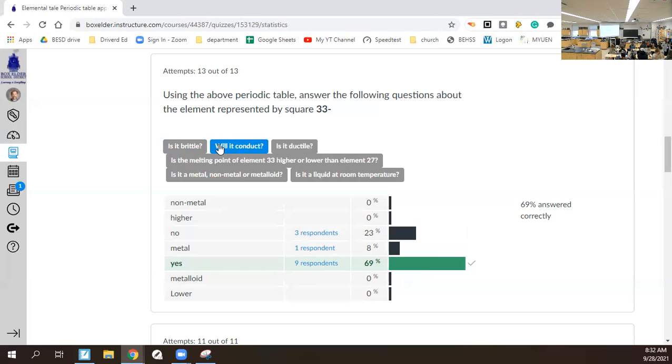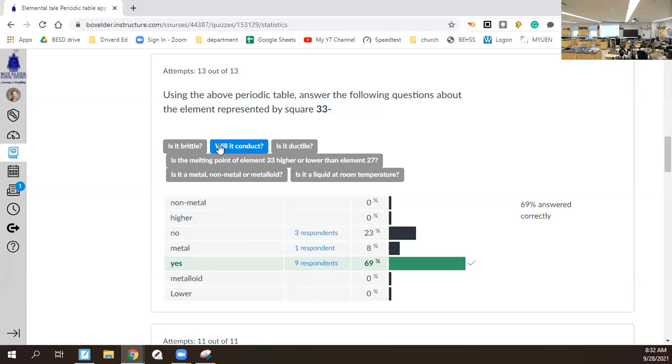If we're looking at metalloids, again, they're going to be brittle. They're going to be dull. They're going to be the opposite of metals in every way, except for conductivity. They're going to conduct heat and electricity, just a little bit. They're semiconductors, so they're not going to do it fully, but for the most part, they will.